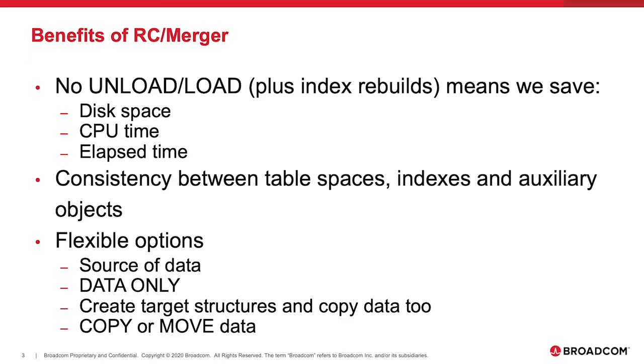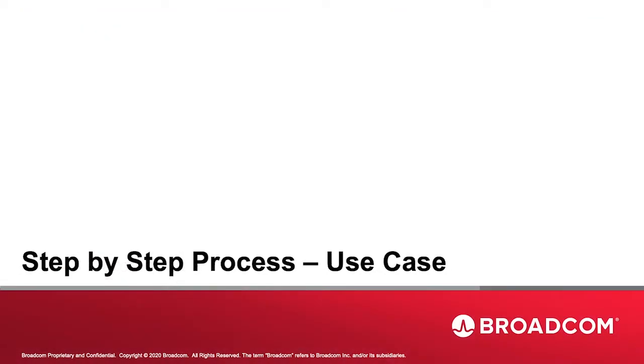If we want a brand new environment based on an existing environment, RC Merger can create the target structures using global change rules to support the target environment's naming standards and copy the data in one quick job. With the copy option, you will have the objects and data in both the source and the target when the process completes, but the move option just keeps one copy of the data, so RC Merger moves it from the source to the target. Let's now step through the process of setting up and executing an RC Merger strategy, starting with an overview of the use case selected for this demo.